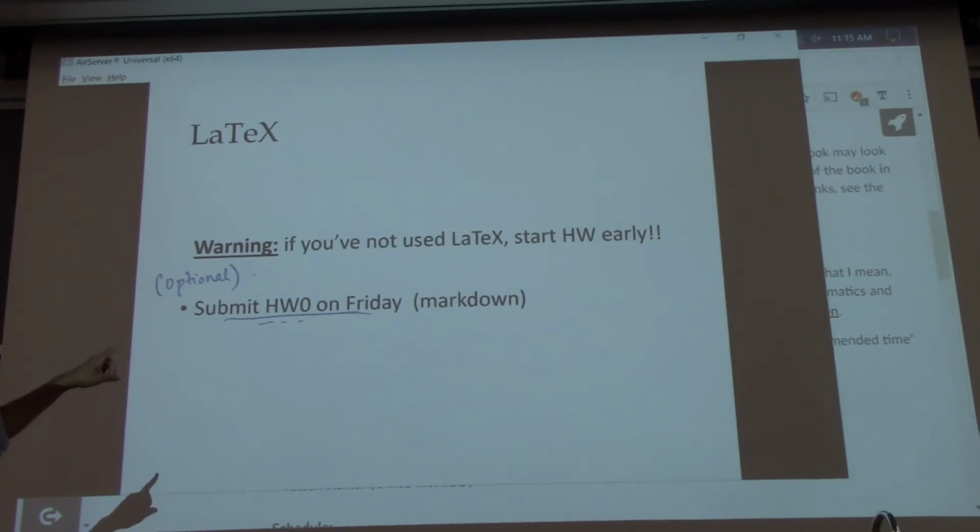Yeah, for those who have not used LaTeX, you might also want to look into something called Markdown. That's an easy way to write down documents. So just look this up and you should be able to find good resources.